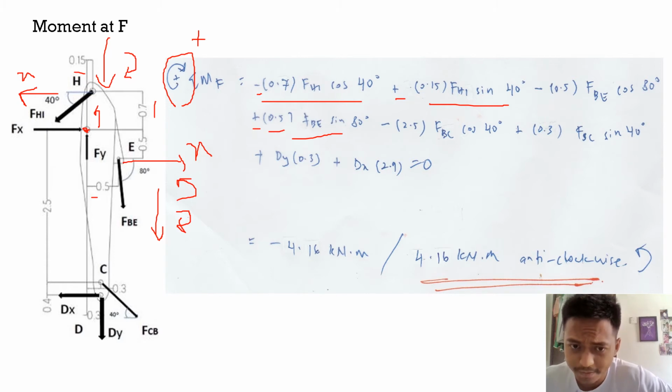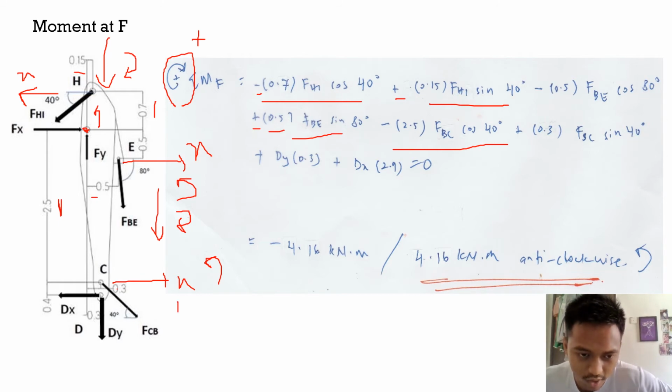Then for the FBC, cos 40 here is for the x-axis. Cos 40 is to the right. Then the tendency of the rotation is anti-clockwise. So negative 2.5 here, times FBC cos 40. Okay, for the y component, the direction is going downward. So the distance here is 0.3, and the tendency of the rotation is clockwise. So I put here plus 0.3 FBC sin 40.